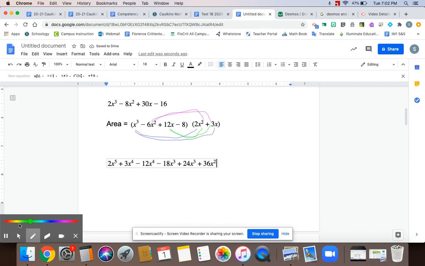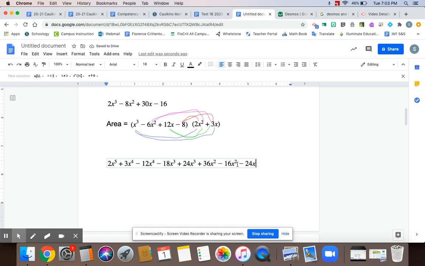And finally, I still have to do that negative 8 and multiply it to both of those. So negative 8 times 2x squared is negative 16x squared. And negative 8 times positive 3x is negative 24x.